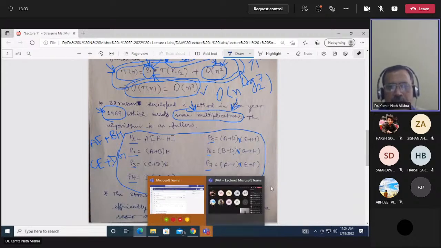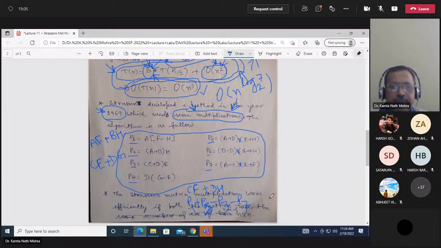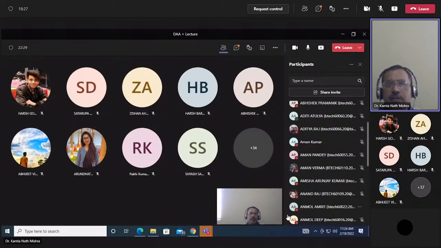If you complete it, if you verify it, raise your hand. This is P1 plus P5 minus P3 minus P7. Raise your hands if you complete it. Hand raise करिए.